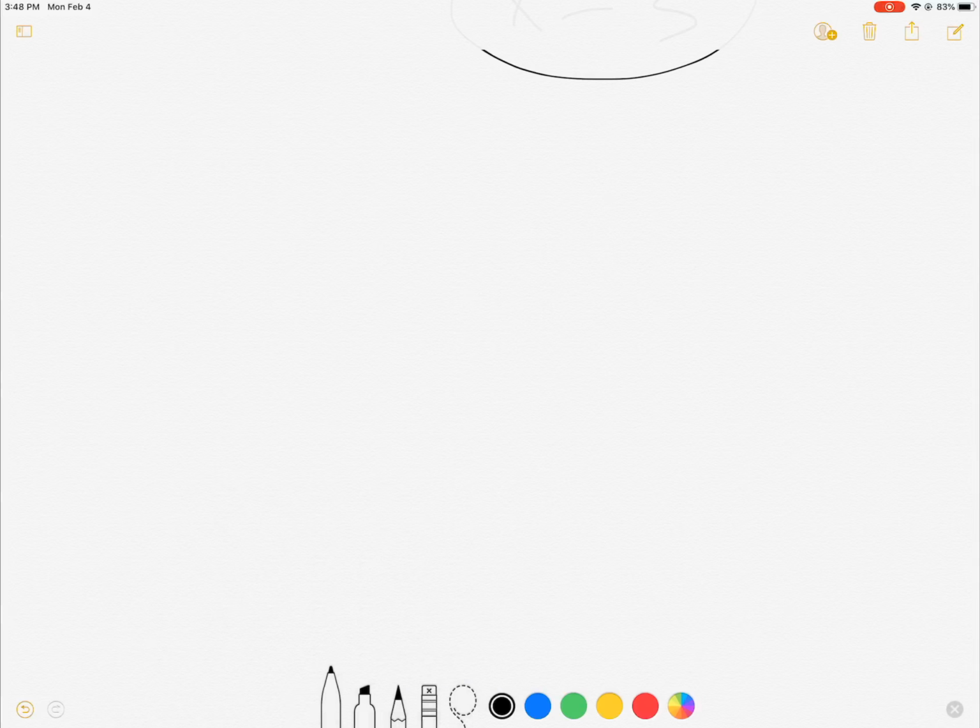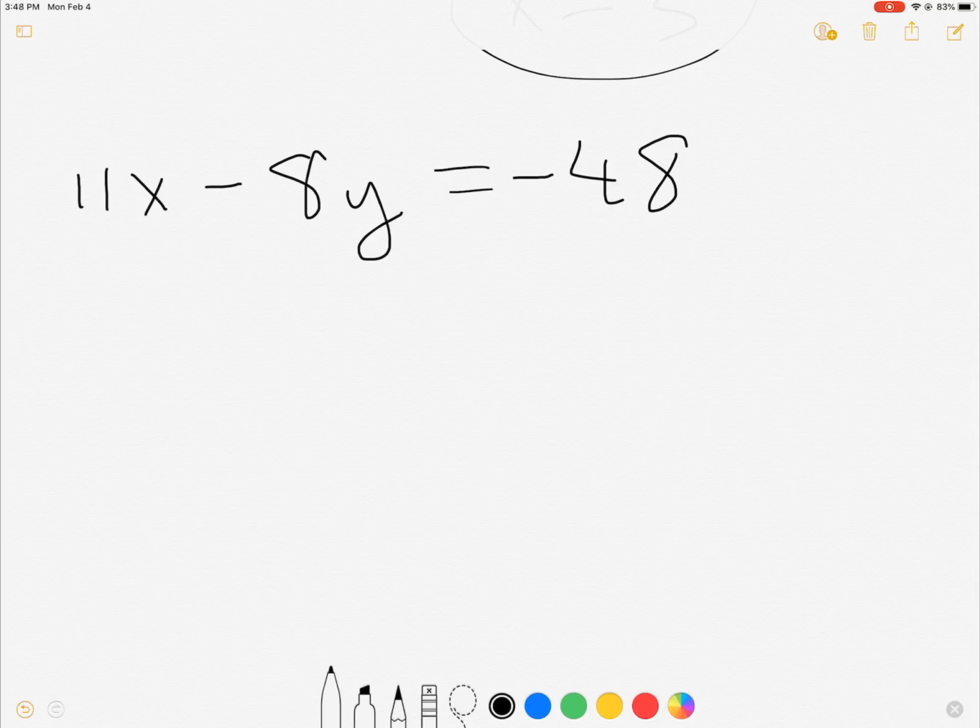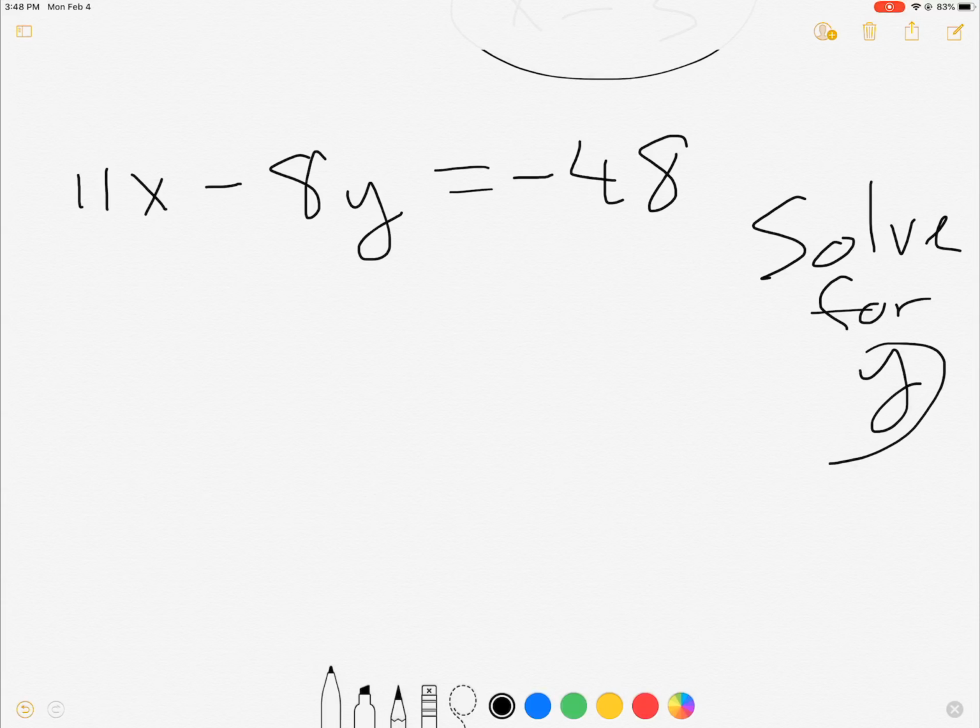So we have 11x minus 8y equals negative 48. And so this is the case where I'm solving for y. You have to really know what you're solving for. So in this case, I'm going to solve for y. Boom, just like that.